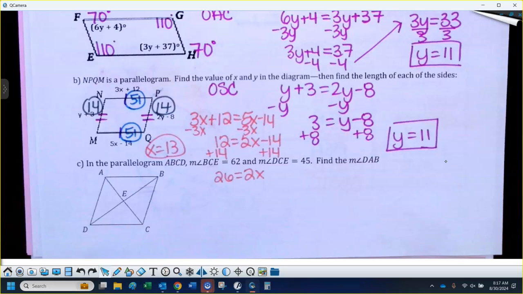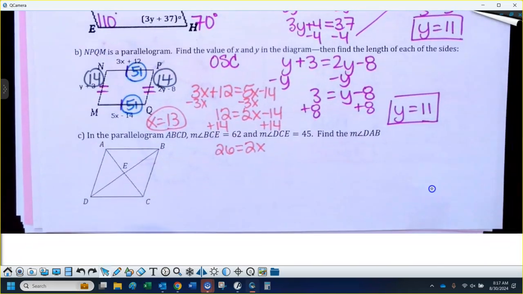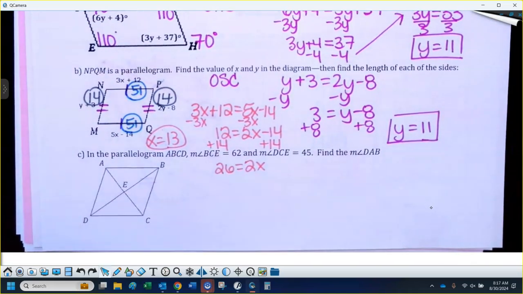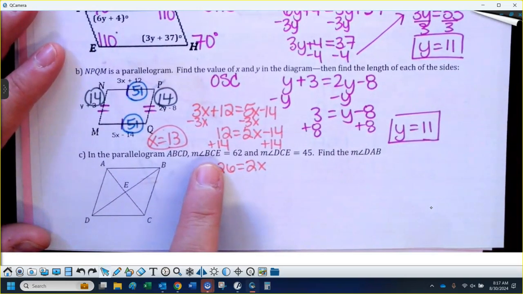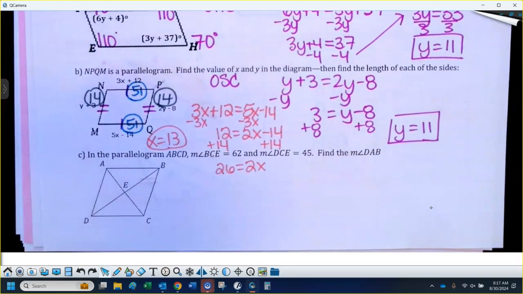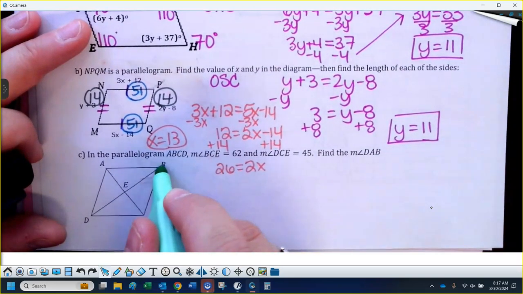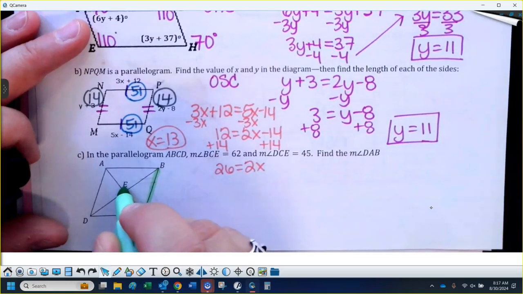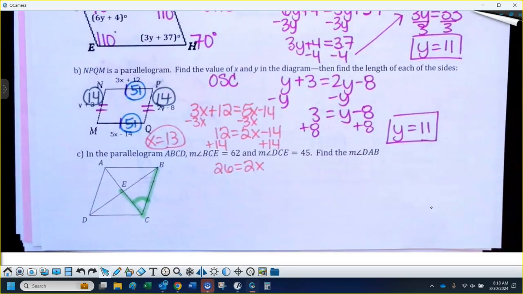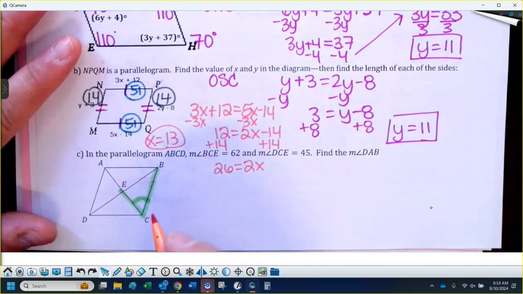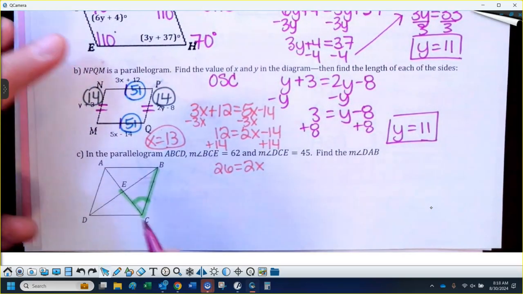Okay, the last one is actually kind of quick. The issue with this one is can you really figure out which angle they're talking about here? So I have a parallelogram. Both diagonals are actually drawn in here, so this is a little bit more complicated diagram. So this says measure of angle BCE. Let me come in here and highlight this. Here's B, here's C, here's E. So I'm talking about this angle right here. It says this is 62.